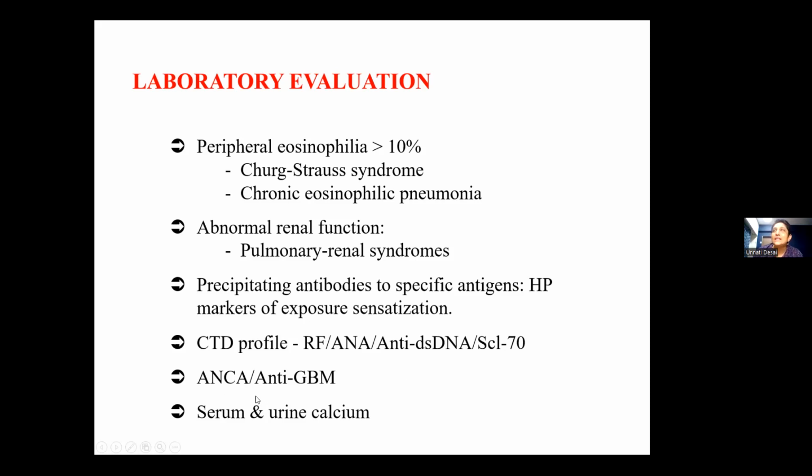There are diseases like Wegener's, which are positive with the ANCA, and the anti-GBM antibody. Anti-GBM antibodies are positive in the anti-GBM disease. Okay, cases like sarcoidosis can have serum and urinary calcium, which may be elevated.